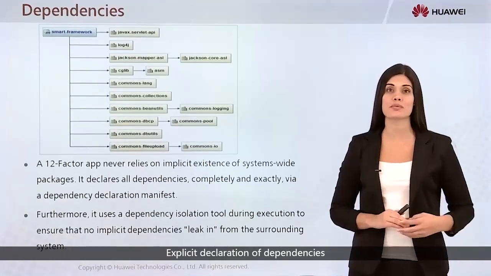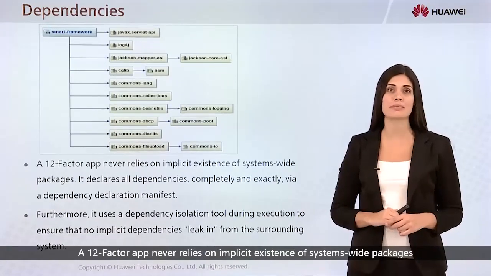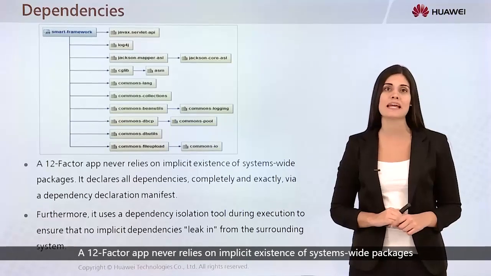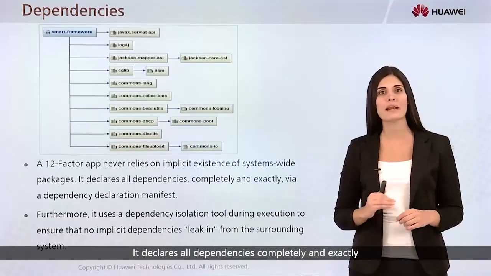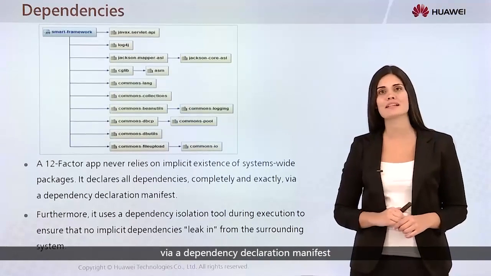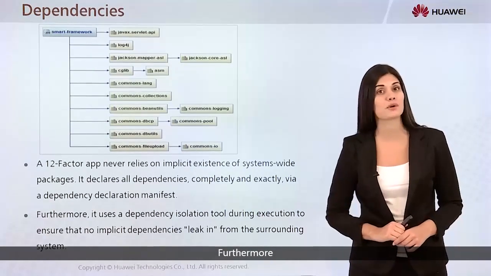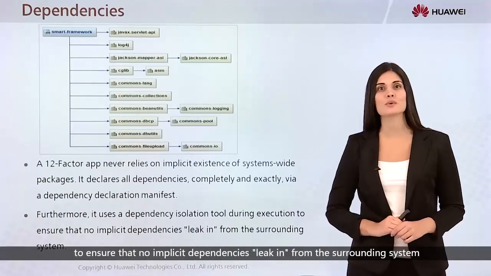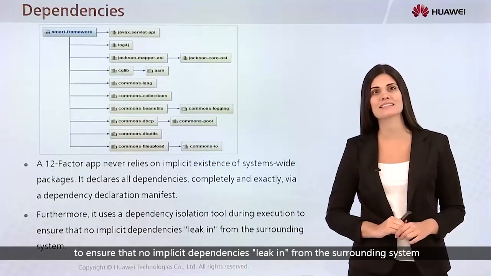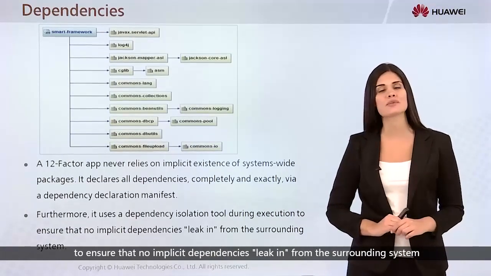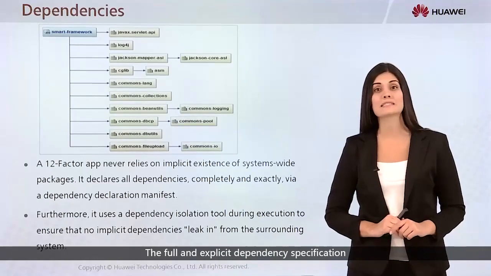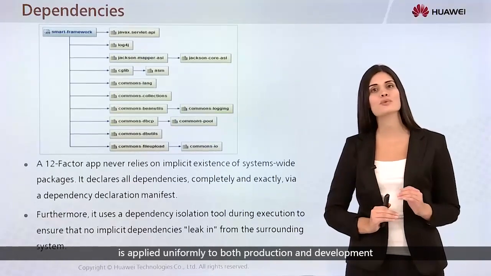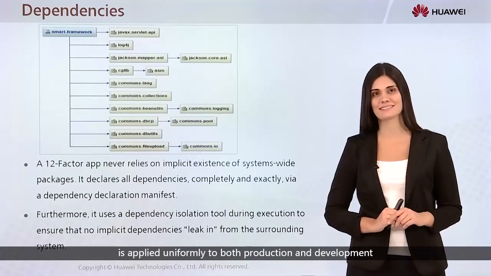Explicit declaration of dependencies. A 12-factor app never relies on implicit system-wide packages. It declares all dependencies completely and exactly via the dependency declaration manifest. Furthermore, it uses a dependency isolation tool during execution to ensure that no implicit dependencies leak in from the surrounding system. The full and explicit dependency specification is applied uniformly to both production and development.